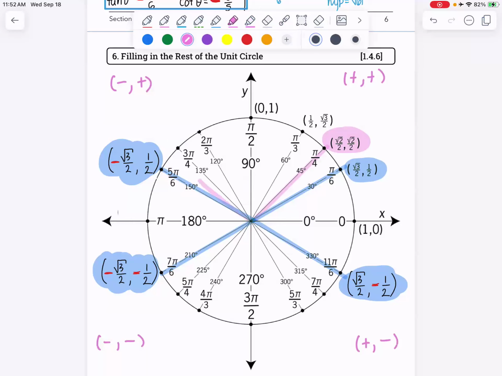If you come over to quadrant 2, 135 degrees. 135 degrees is 45 degrees away from 180. So the reference angle for 135 is 45 degrees. That means that the 45-degree angle here and the 45-degree angle here, they'll have the same values, but different signs. So it'll be some form of square root 2 over 2 comma square root 2 over 2. But the x value in this case will be negative.